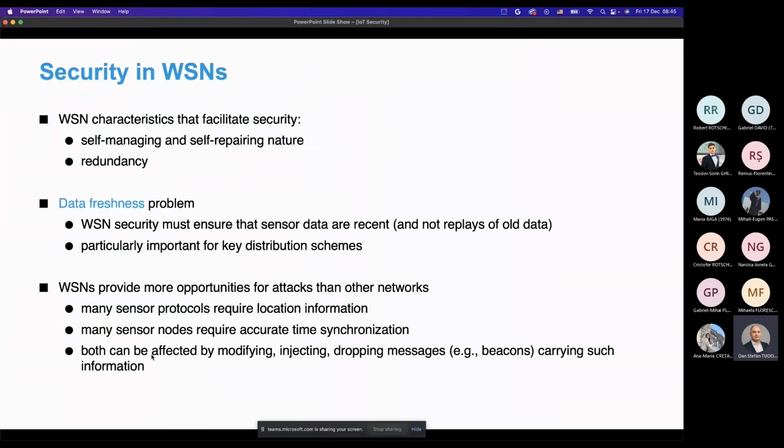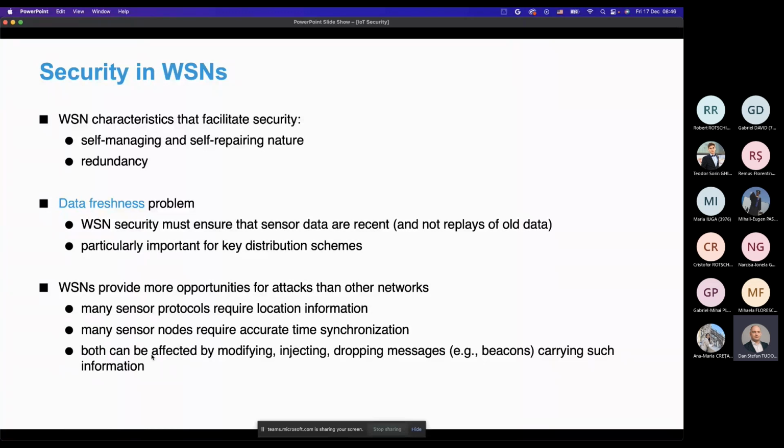So security in these wireless sensor network solutions or applications is, let's say, a stringent solution because you have some characteristics that facilitate security. On the other hand, you have some pros also in IoT applications.